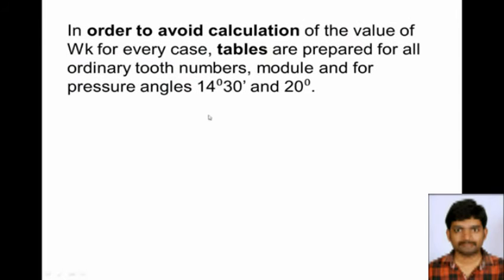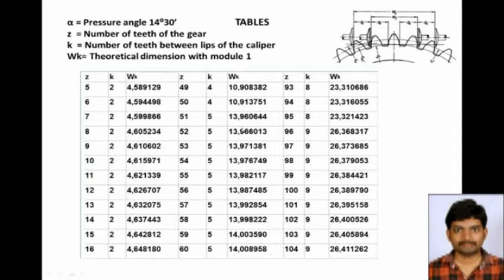So in order to avoid the calculation of the value of Wk for every case, tables are there for all ordinary tooth numbers and modules, and for pressure angles 14 degrees 30 minutes and 20 degrees. So these are the various tables, where alpha is the pressure angle, z the number of teeth of the gear and k the number of teeth between the lips of the gear caliper. So Wk is the theoretical dimension with module 1. So this is the table.